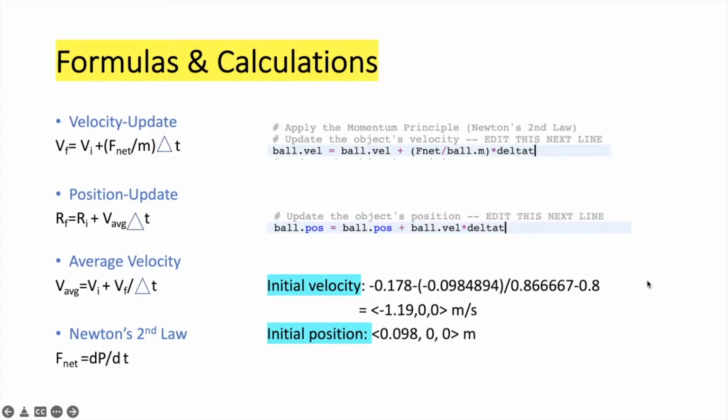Here are shown some relevant formulas and calculations. The velocity update and position update formulas are very important for the code to predict the position of the object. It will use the initial conditions from Tracker and these code statements shown here. With the values from Tracker, I was able to calculate the initial velocity and the initial position.